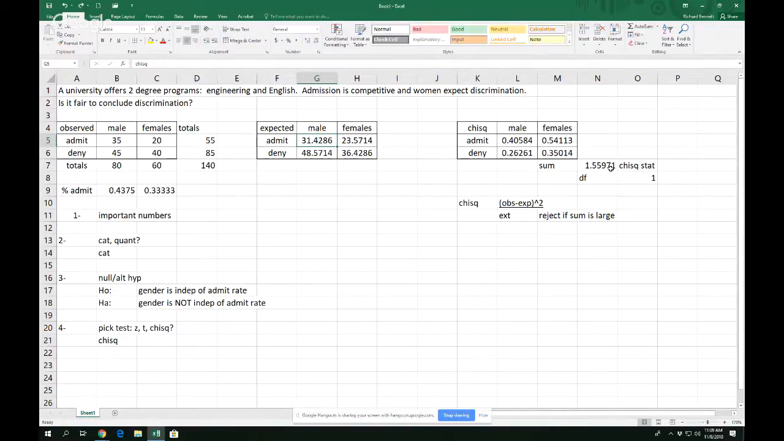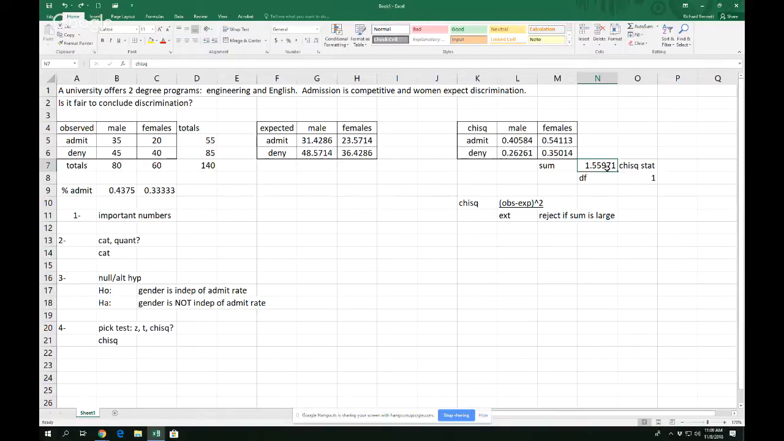Or let's pretend this was 70 and 10 and 5 and 55. Do you see how these sums are really big now? If I've got a large sum, that's going to tell me there's a difference. And if I have a small sum, it also tells me there's not a difference. So the question is, is 1.55 big or small? And I don't know yet.